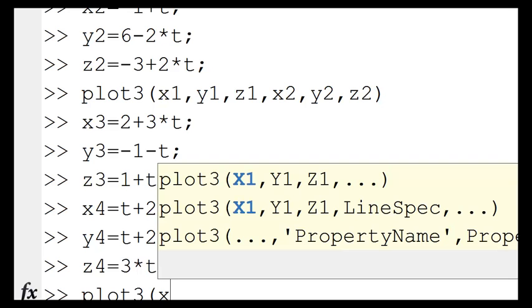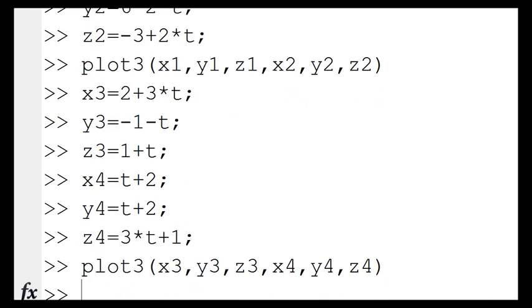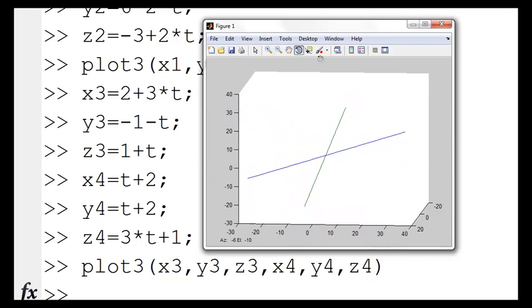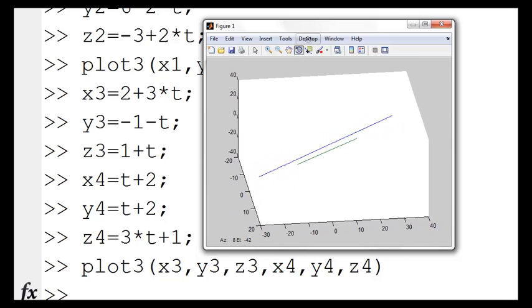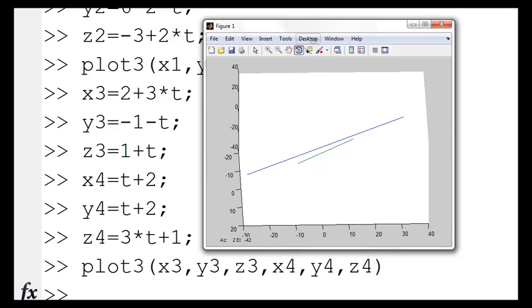Now I'm going to plot x3, y3, z3, x4, y4, and z4 in the same window. Let's see what our graph looks like. So the graph looks like this, and we can rotate it to see that these two lines are what you can call skew lines, that they don't intersect.